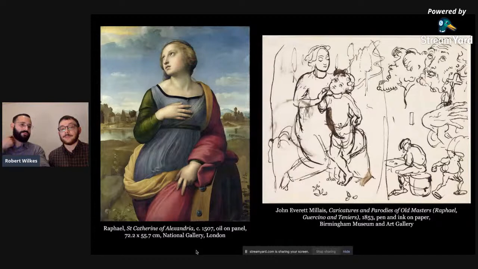And so on the right, you have these humorous sketches by a young Millais parodying the kinds of old master paintings that they were taught to admire. So you have a kind of simpering virgin and child and an exaggerated saint.